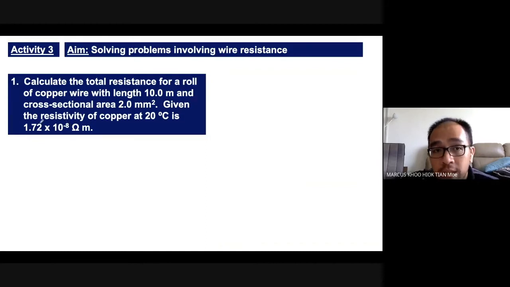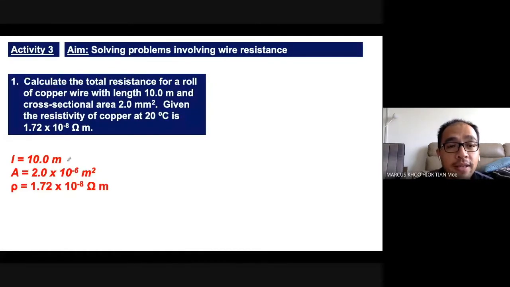So the good news is resistivity is always given to you. The bad news is you have to make sure that the units are the same. Okay, and usually we use meter. Can somebody please change this 2 millimeter squared to meter squared? Okay, 2 times 10 to the power of negative 6. Millimeter to meter is divide by 10, divide by 100. But because it is squared, you have to divide by 10 twice, divide by 100 twice. Okay, so you get 2 times 10 to the power of negative 6.